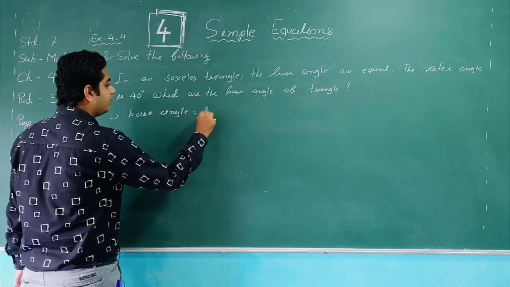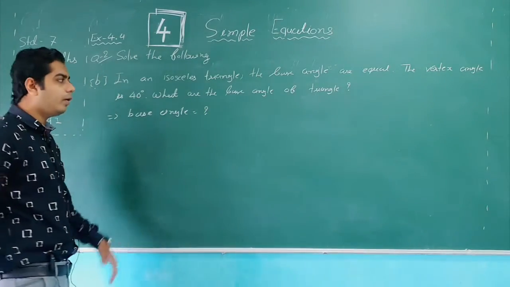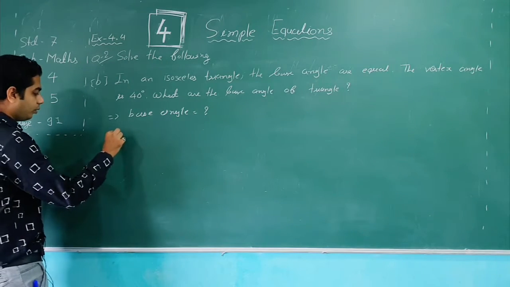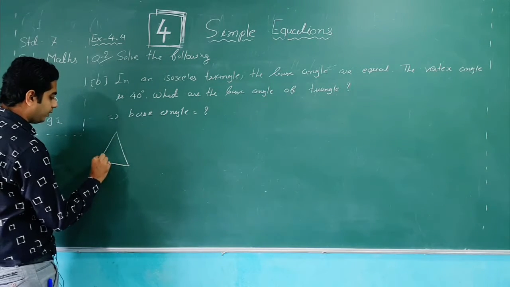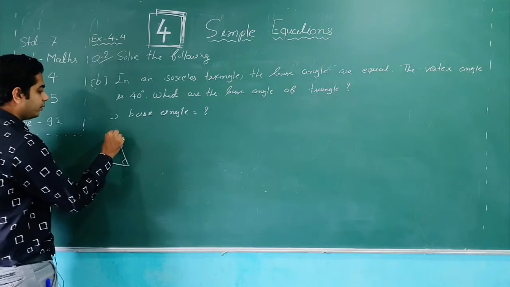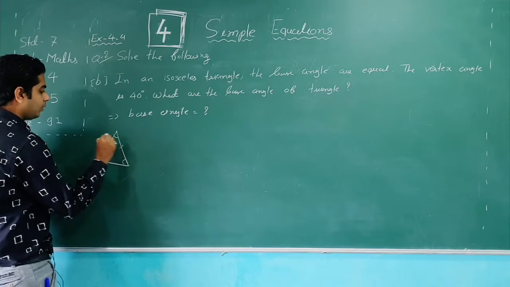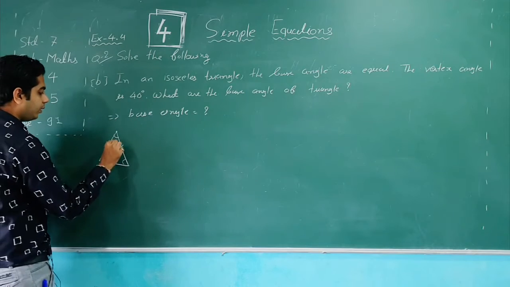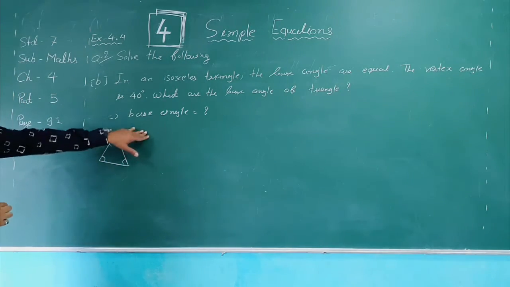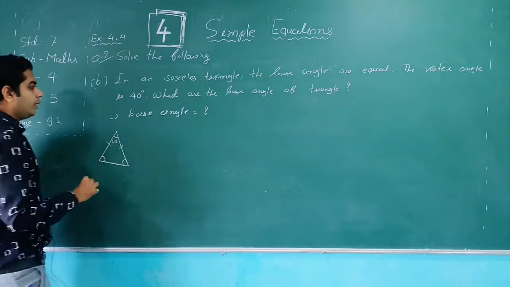So base angle is equal to question mark. We don't have a base angle. If you don't know what an isosceles triangle is, it looks something like this. The base angles and these two sides are equal. This is the vertex. Here the vertex angle is given as 40 degrees and the base angle is not given. So what do we have to assume?